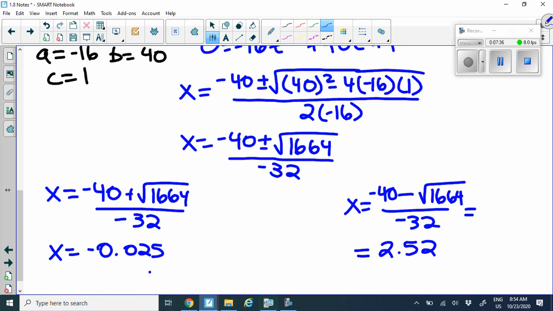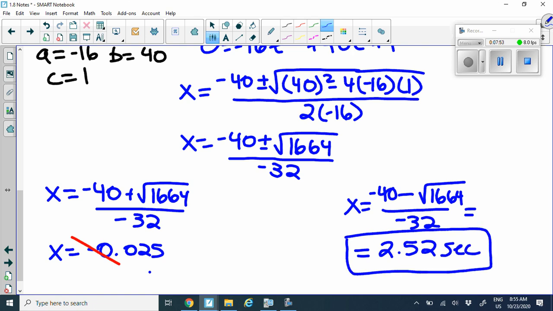Now remember, we're thinking about time, and this is a real world problem. Which one would make more sense? Would a negative or a positive? Yeah, a negative would definitely not make sense to have for time. So really, we only get one real solution here. So our final answer is going to be 2.52 seconds, and don't forget that unit.